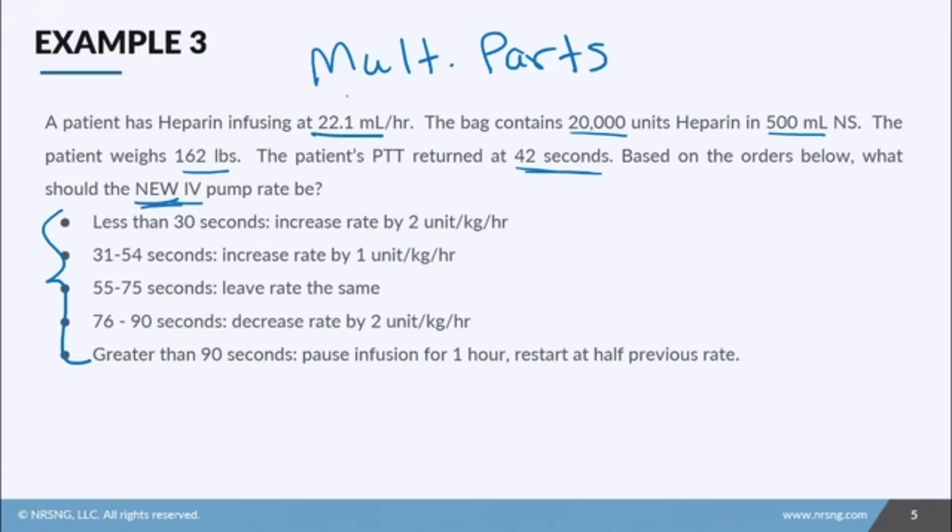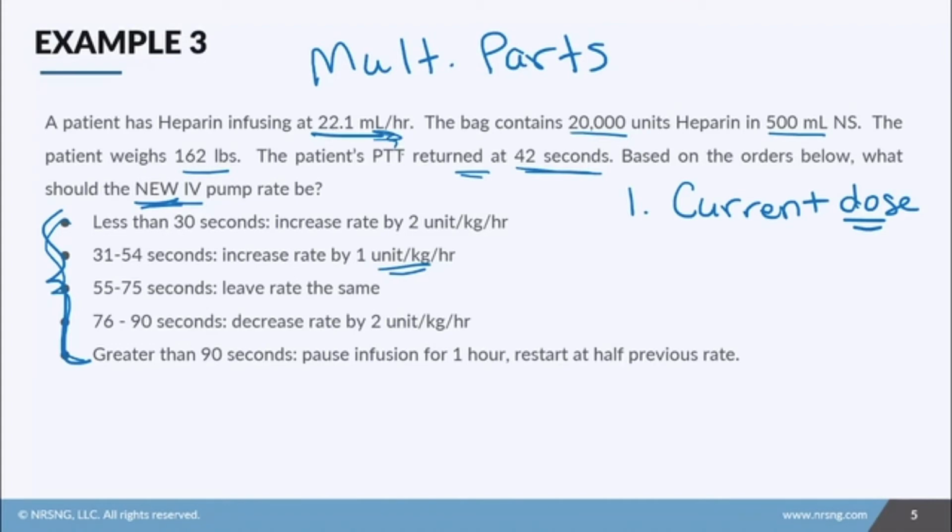So what we're having to do is determine where we're at, determine where we need to go based on the order and this lab result, and then determine the new rate. So there's actually going to be 3 steps. One is, what is it currently running at? What is the current dose? Now, the reason we need the current dose is because this order is based on units per kilo per hour, not based on milliliters per hour.